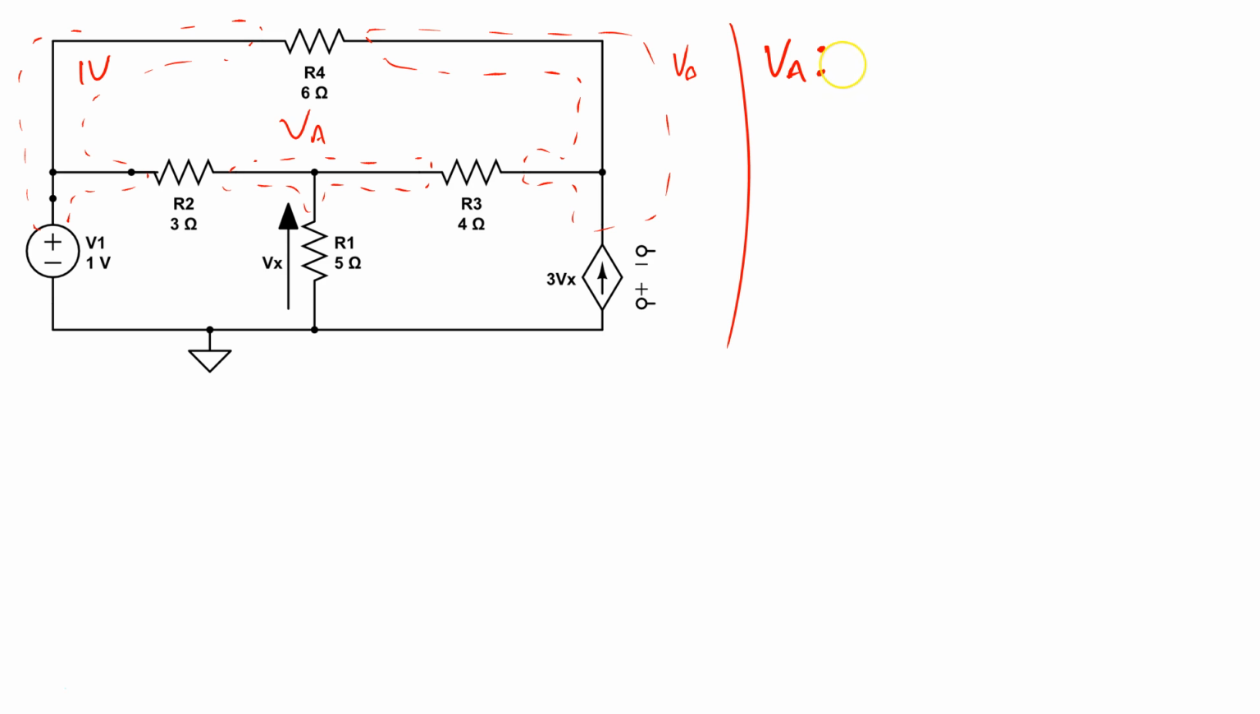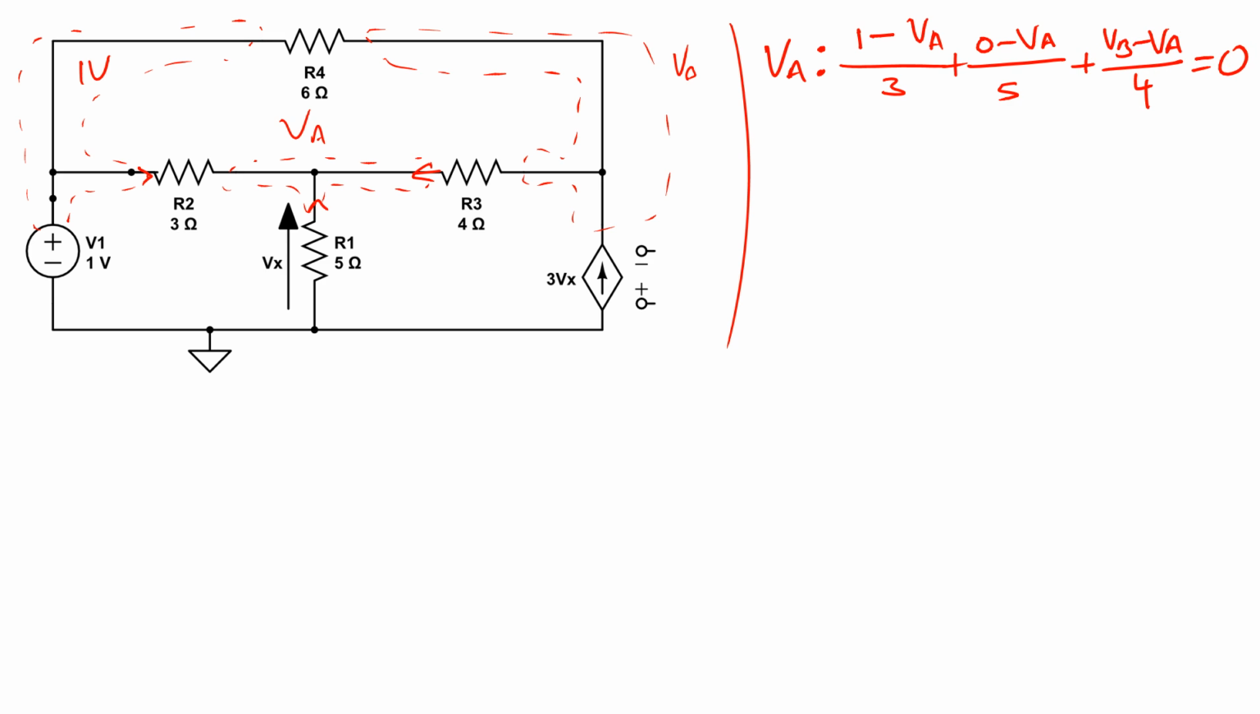The VA node, and I'm going to take all the currents going in to the node. So it will be 1 minus VA on 3, which is the current going this way, plus the current going up through this resistor here, which is 0 minus VA on 5, plus the current coming in through this way, which is VB minus VA on 4, and all of that is equal to 0.